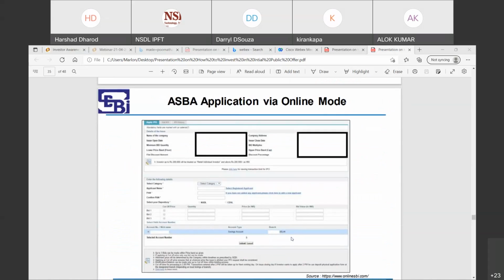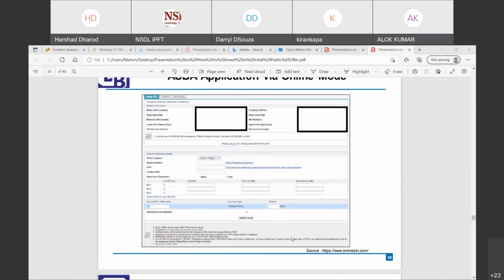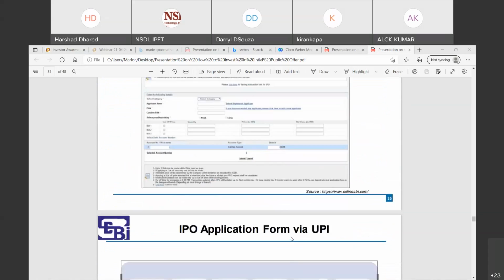So this is the online mode. I think you can download it from our website. This is a sample form. You can go and check on our website also.